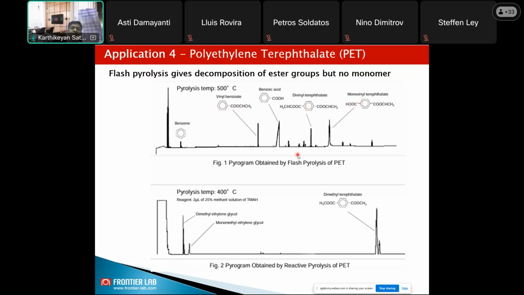When you carry out reactive pyrolysis at 400 degrees, it shows clear peaks for dimethyl ethylene glycol, monomethyl ethylene glycol and dimethyl terephthalate. So this is the benefit. For certain condensation polymers where flash pyrolysis does not provide a clear peak for the monomer, one has to consider the reactive pyrolysis technique for analyzing such materials.